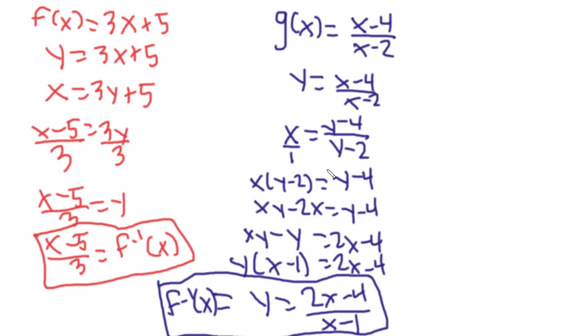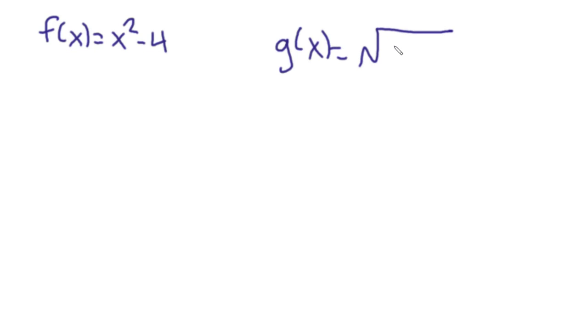Alright, so these are two functions that we solved to get the inverses. But another type of question that you might see is how to tell if two different functions are inverses of each other. So let's look at how you could approach that situation. So let's say, for instance, I have f of x equals x squared minus 4, and g of x equals square root of x plus 4.